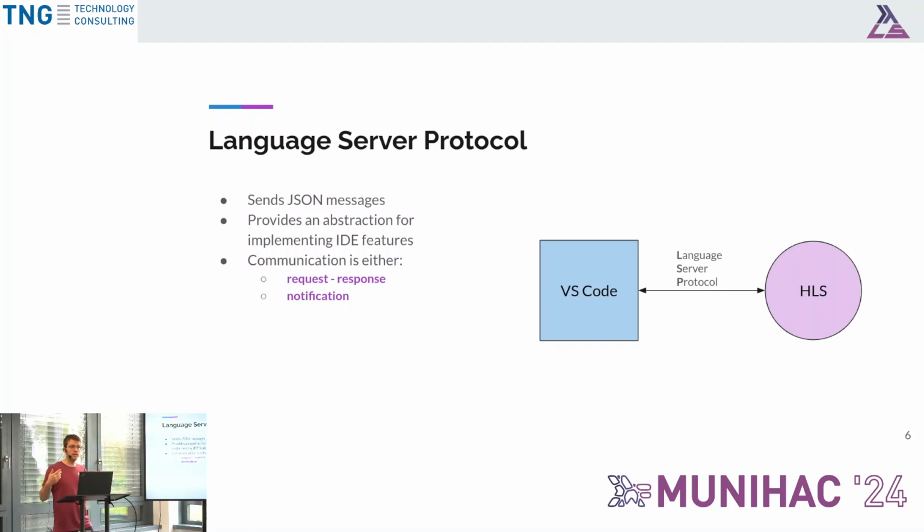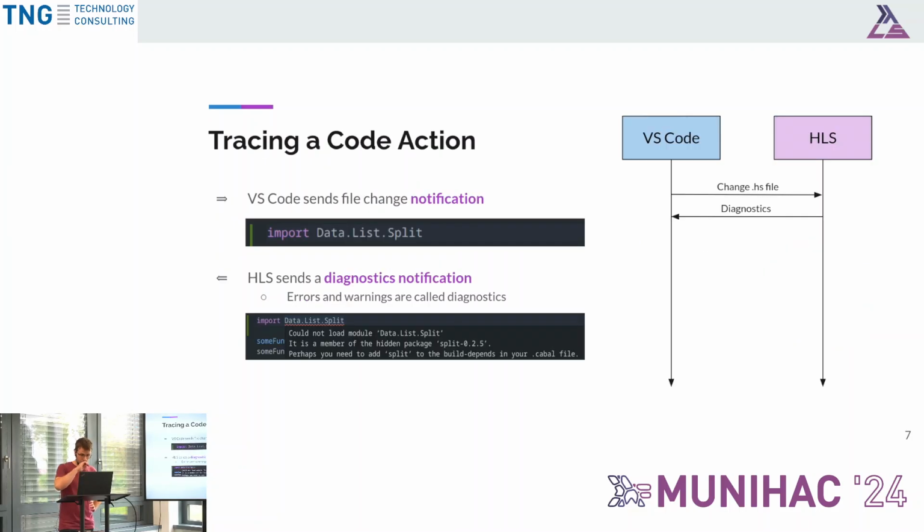So now that this general architecture is out of the way, let's go back to the code action that we've just been looking at. We have here to the right a control flow diagram where we have isolated the VS Code component and the language server component. They communicate with each other via the language server protocol. The first thing that happens is when you as a user type anything in your editor. For example, what we wrote is we want to import the Data.List.Split module. VS Code then sends a change notification, so HLS will not respond to that message.